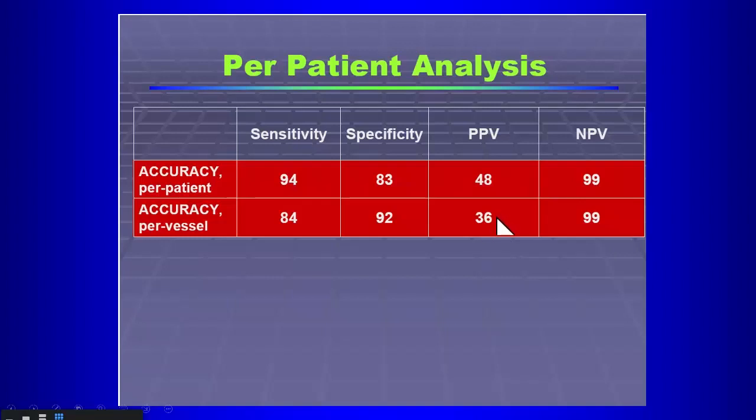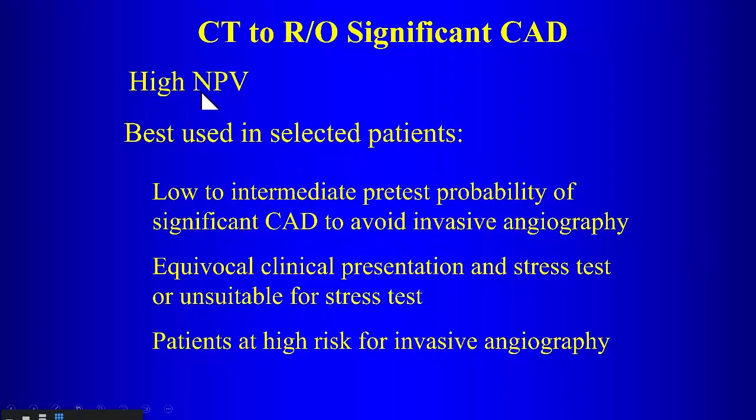In this particular study, I think they were using 50% stenosis, which is why the positive predictive value is not very good. But the negative predictive value of CT is excellent. So if your CT interpretation is that there is no significant obstruction, that is extremely reliable. The problem is if you decide that it's questionable or there is obstruction, the positive predictive value of CT is still an issue. So it has a very high negative predictive value, and it's best used in patients who have low to intermediate pretest probability for coronary artery disease. And the idea is to avoid invasive angiography.